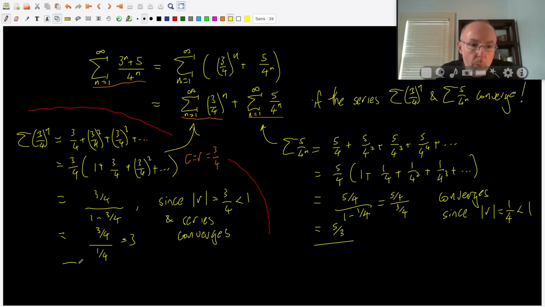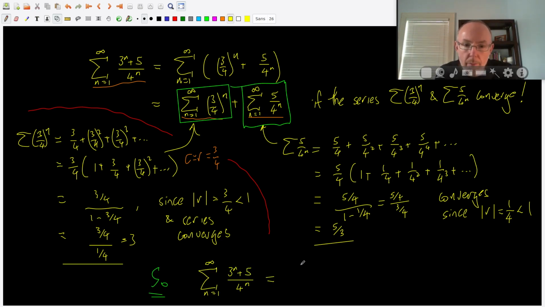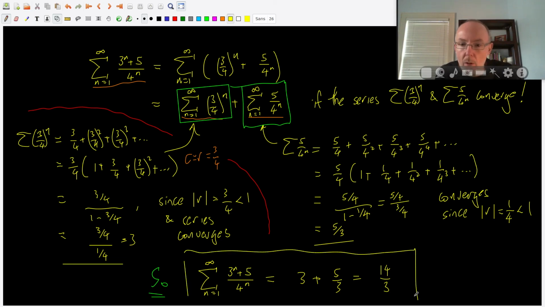And so that lets us put the whole thing together. We've got two constituent series here. We calculated this series and we got 3. We calculated this series and we got 5/3. So we can use the theorem to say that this final result is just the sum of those, which is going to be 9/3 plus 5/3, which is 14/3. And so there is the sum of that original series we had. We got it by breaking it up into two pieces and working out that those two pieces individually converged, and so the total series converges to the sum, as you'd expect.